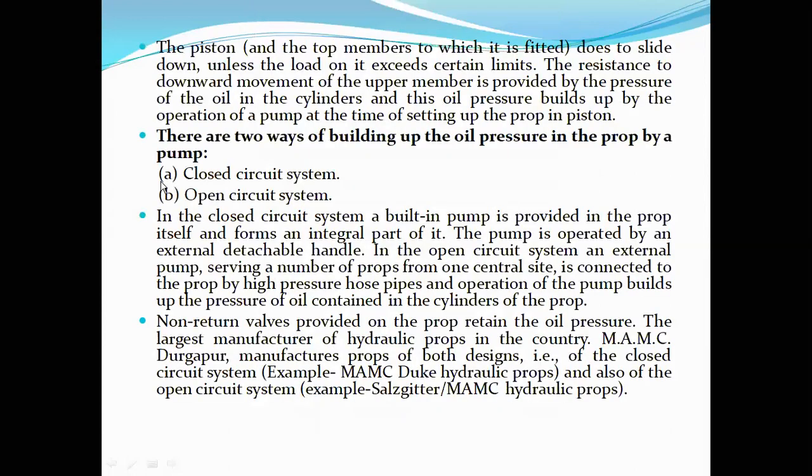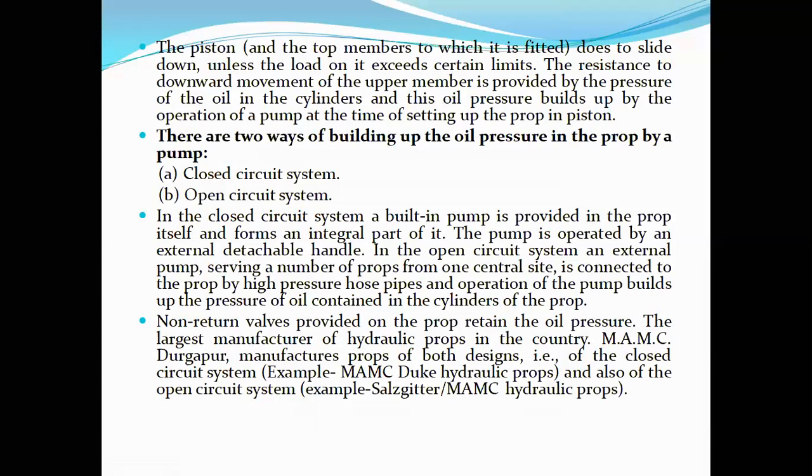Okay, look at here. The piston at the top of which the top member is fitted does slide down unless the load on it exceeds certain limits. The resistance to the downward movement of the upper member is provided by the pressure of the oil in the cylinders. Am I right? It is nothing but hydraulic pressure. This oil pressure builds up by the operation of the pump at the time of setting the prop in position. It could be manually operated, or by using some external pressuring devices, so that you can insert the hydraulic fluid at a high pressure.